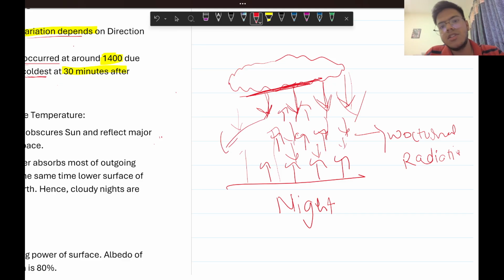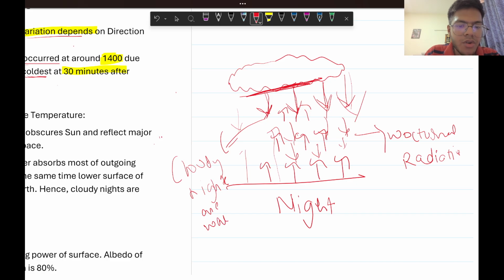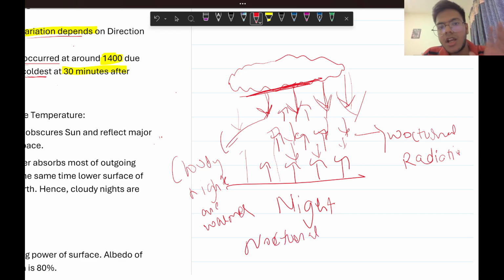तो अब क्या होने लग जाएगा भाई, गर्मी होगी, सिंपल। So cloudy nights, we can say that as compared to normal nights, cloudy nights are warmer, cloudy nights are warmer. And the reason for this is because your nocturnal radiations are trapped. Cloud trapped these nocturnal radiations. Cloud doesn't allow them to pass through space directly or pass through atmosphere. Okay, nocturnal radiations are trapped.